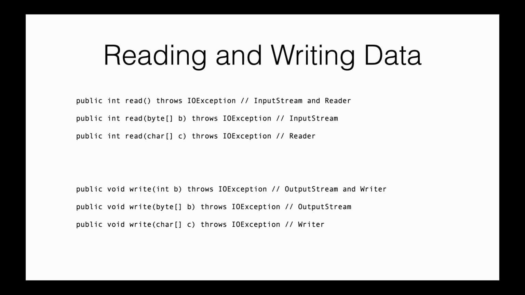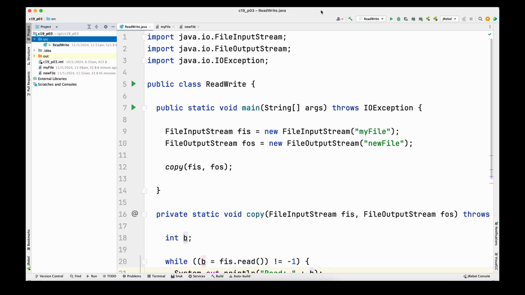The only main difference between the output stream write and the writer array is that the first one is a byte array and the second one is a character array. Functionality wise, they are both the same. Let's jump into IntelliJ and see an example.